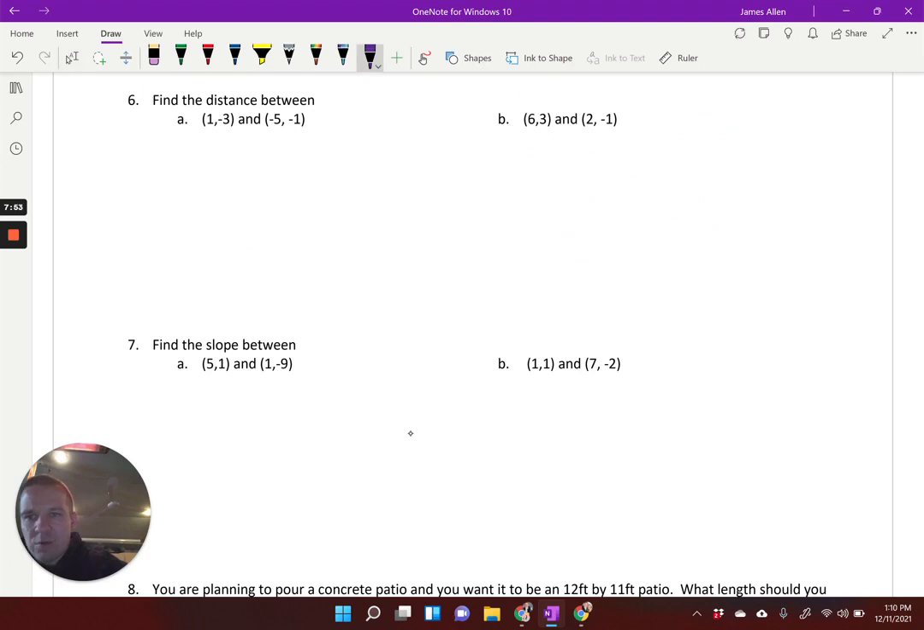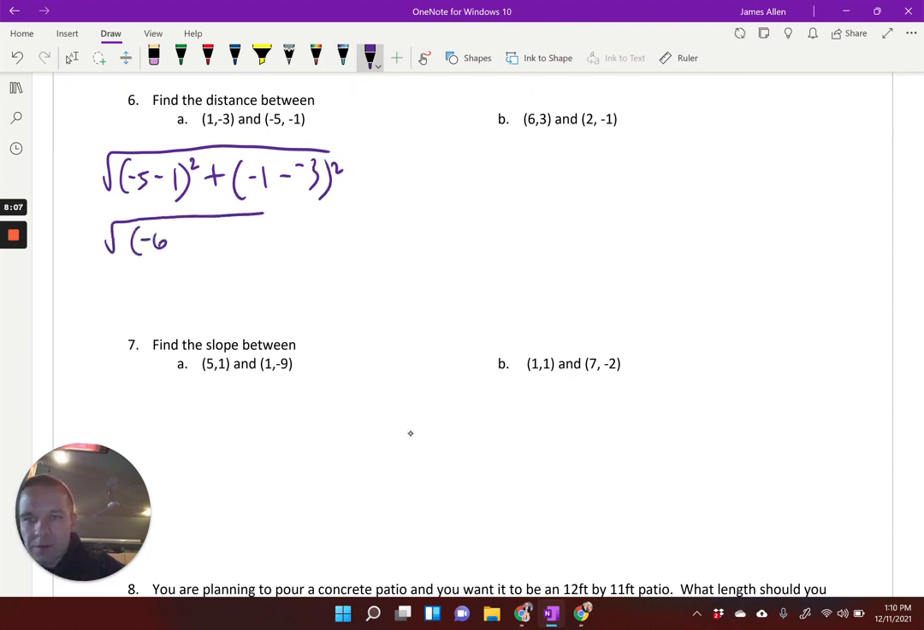So I've got the square root of x2 minus x1 squared plus y2 minus y1 squared. So I have negative 6 squared.